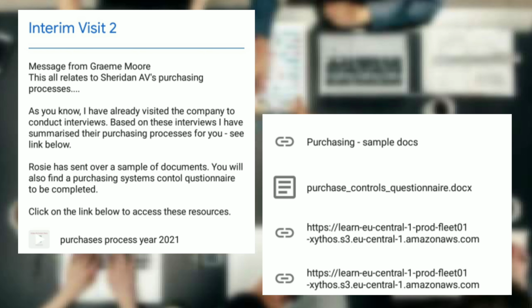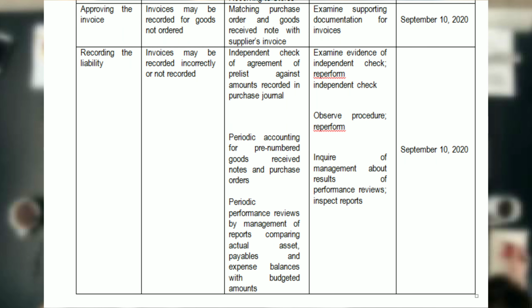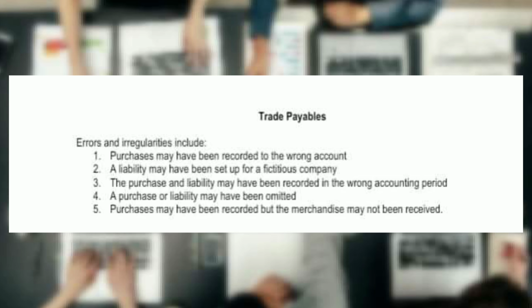This is the content of Interim Visit 2. There you can see the company conducted interviews, the purchase process in 2021, purchasing sample documents, and the purchase control questionnaire. And this is how it looks like. This is the trade payables.